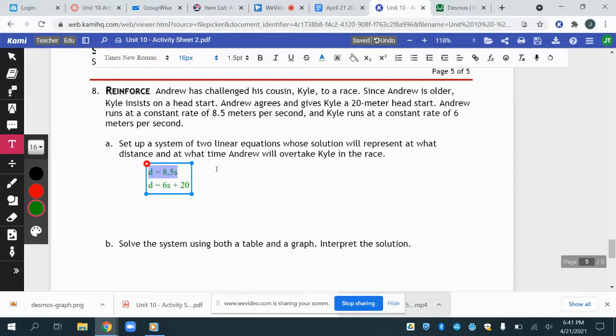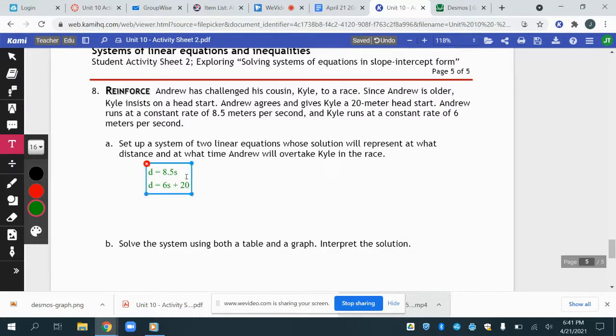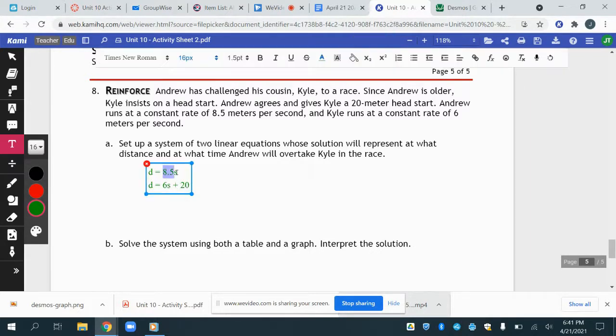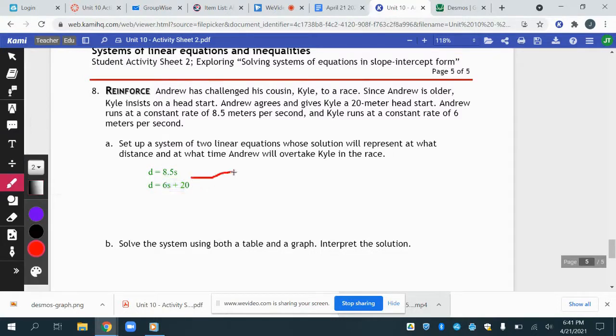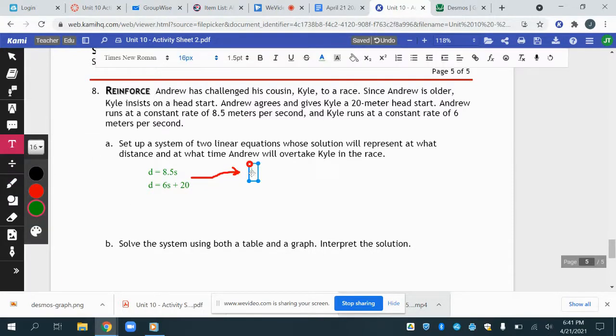What we're going to do is just say they're equal. We're going to solve this one using substitution by saying this equals that. When are they the same distance from the starting line? That's going to be this equals that. So I'm going to do this one without a graph. You could graph it just like the other one, but I'm going to say, when does 8.5 meters per second times seconds equal 6 meters per second times seconds plus the 20-meter head start.